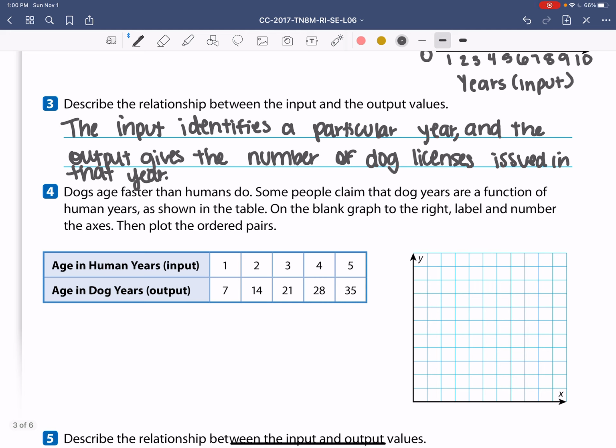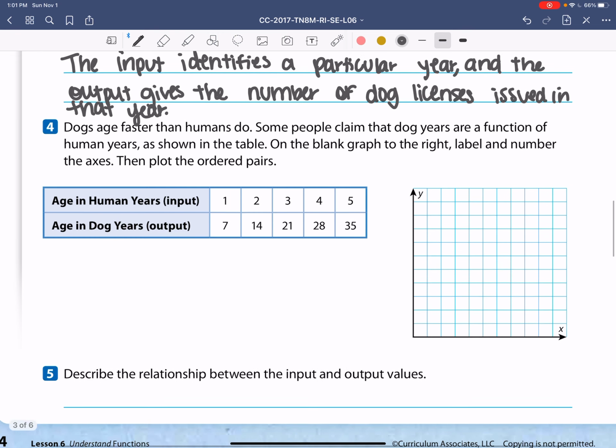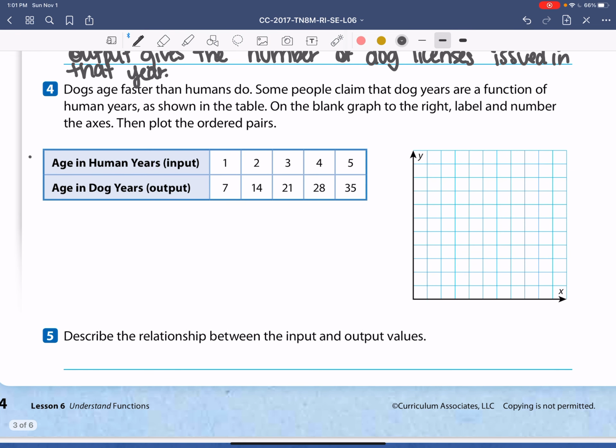Dogs age faster than humans do. Some people claim that dog years are a function of human years, as shown in the table. On the blank graph to the right, label and number the axes, then plot the ordered pairs. Again, we said that the x-axis is always going to be our input, so that means our x values will be the age in human years. We'll just say human years, and since that's going by ones, we'll just go ahead and label that.